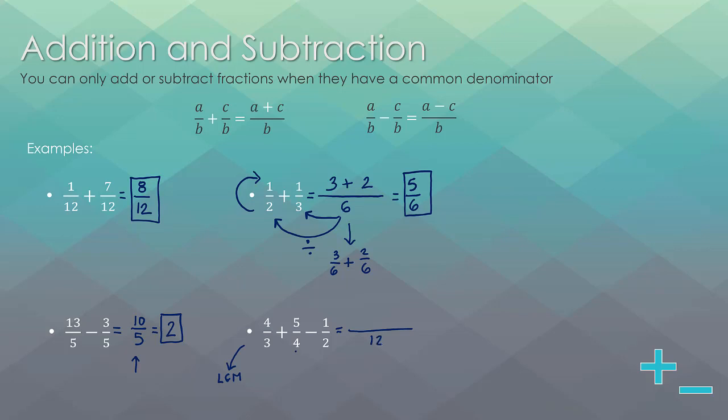Now we do the same process we did before. 12 over 3, 4 times 4, 16.